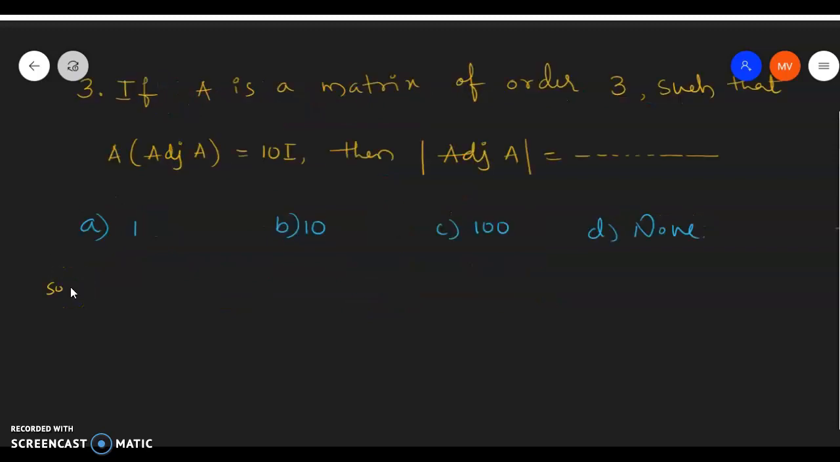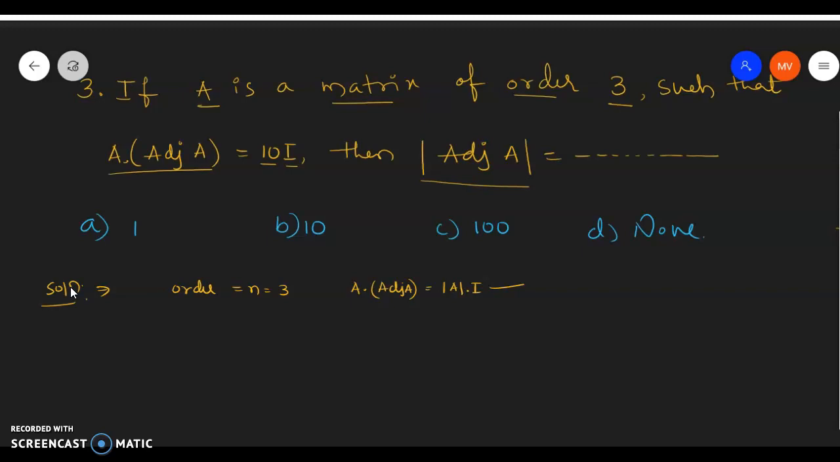So students, here is your third question on matrices. What is given? If A is a matrix of order 3 such that A into adjoint of A is equal to 10 times the identity matrix, then what is the determinant of adjoint of A? Let us take A is a matrix of order 3. So the order of the matrix, that is n, is given as 3, and we know that A into adjoint of a matrix is always equal to determinant of A into I.